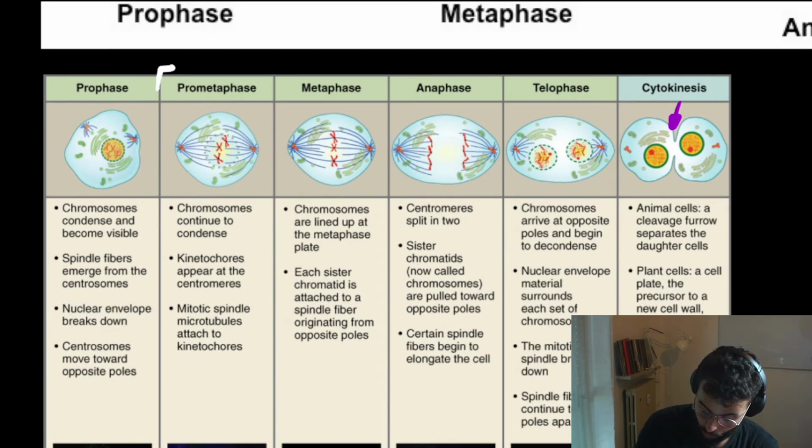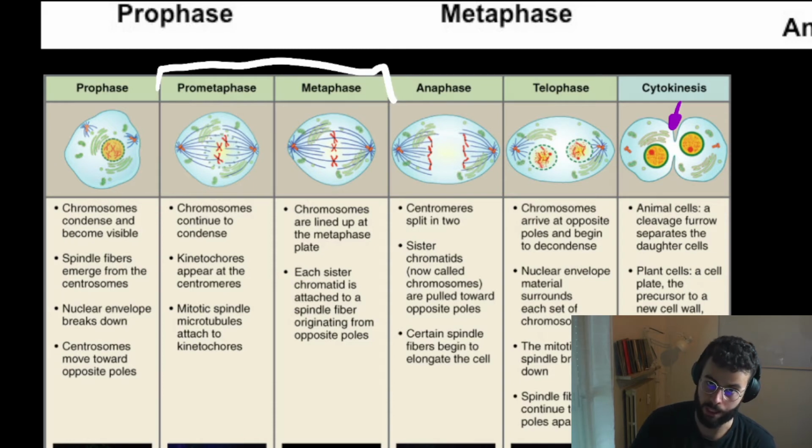Now, during prometaphase and metaphase, we have several main things that are going to occur. Chromosomes continue to condense more and more. We have a protein called kinetochore that appears at the centromeres. The kinetochore is basically going to be the connection between the centromere and the microtubule spindle. So it is going to allow the connection between them.